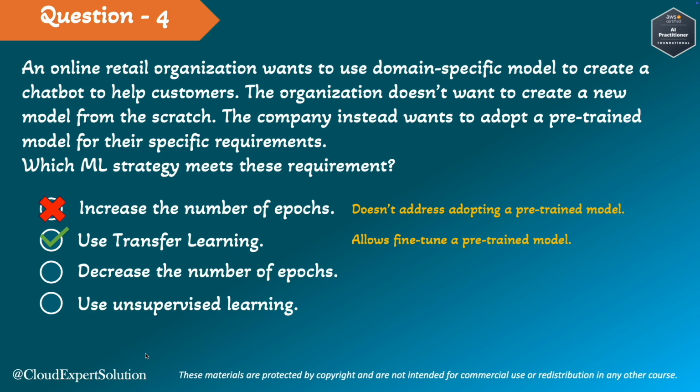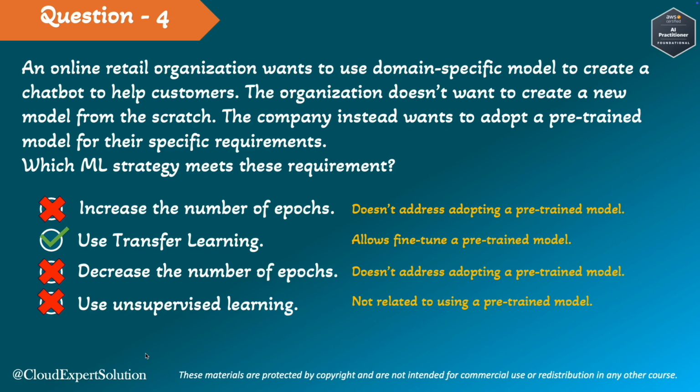Let's move to option number 3 and review that option as well. It says decrease the number of epochs. Number of epochs is a model training hyperparameter, and it does not address adapting a pre-trained model. Hence, option 3, decrease the number of epochs, is also not the correct answer. And the last option is use unsupervised learning. Unsupervised learning is not directly related to using a pre-trained model for a specific task. Hence, option 4 is also not the correct option. And that leads us to option number 2, use transfer learning, as the correct option for this question.